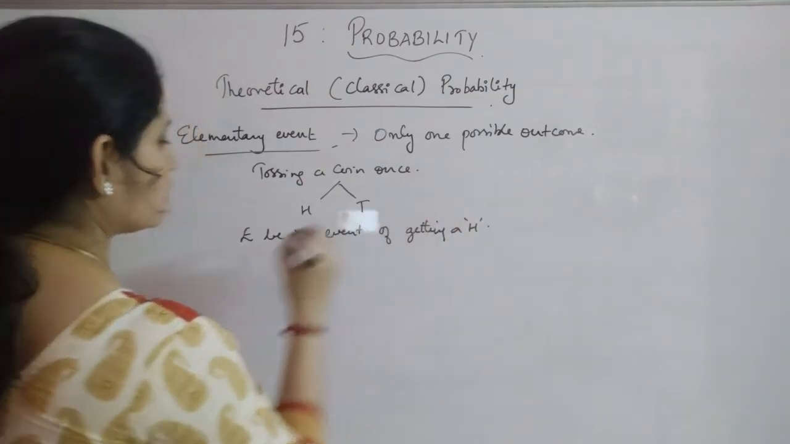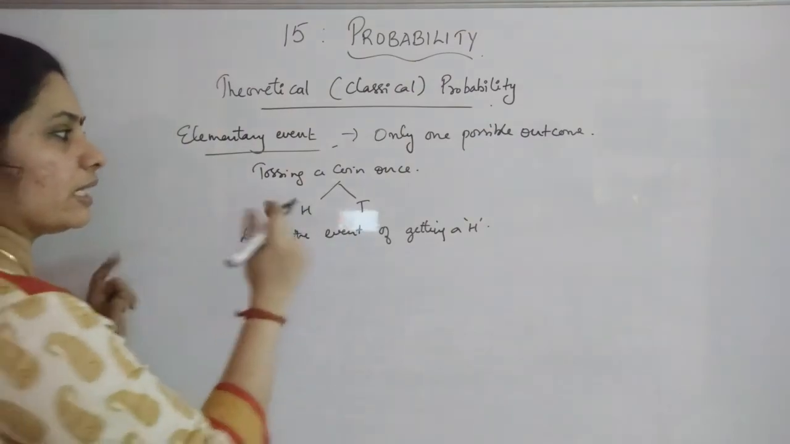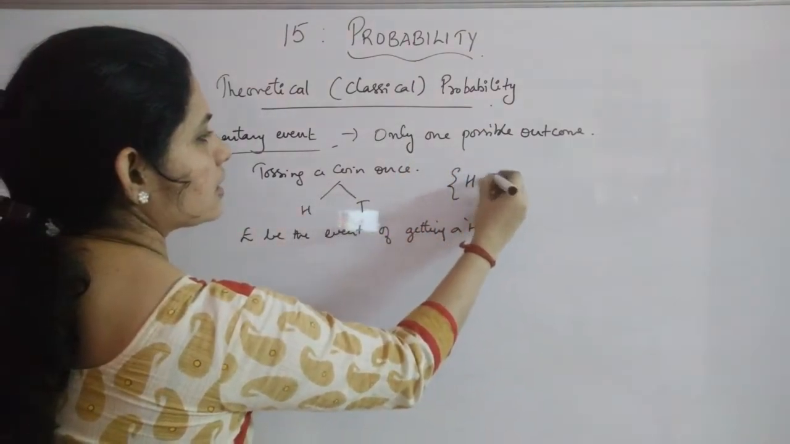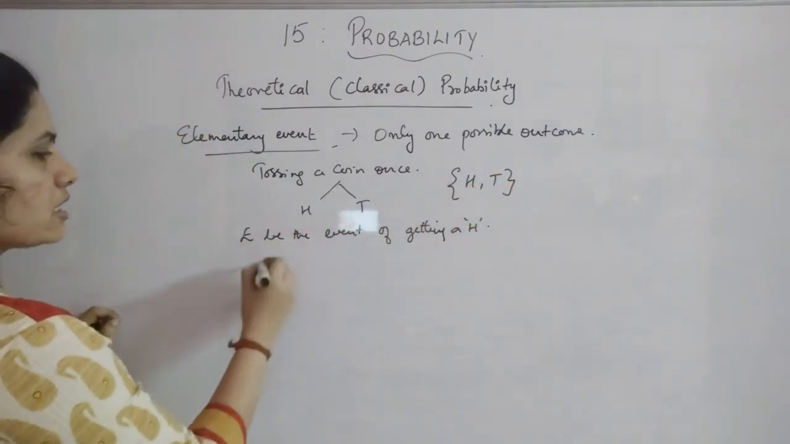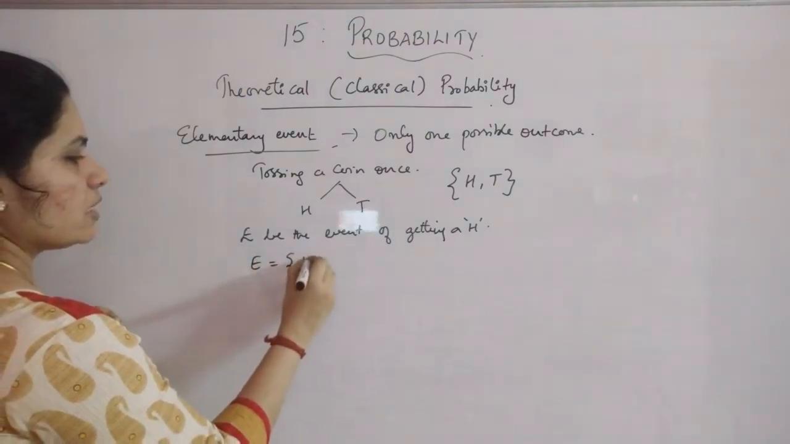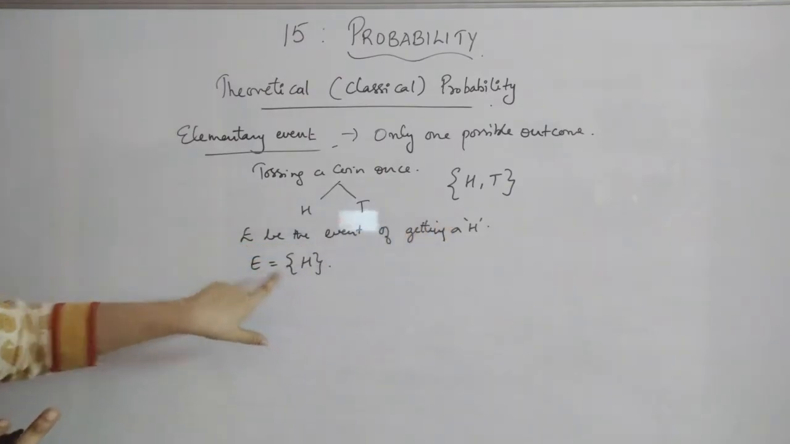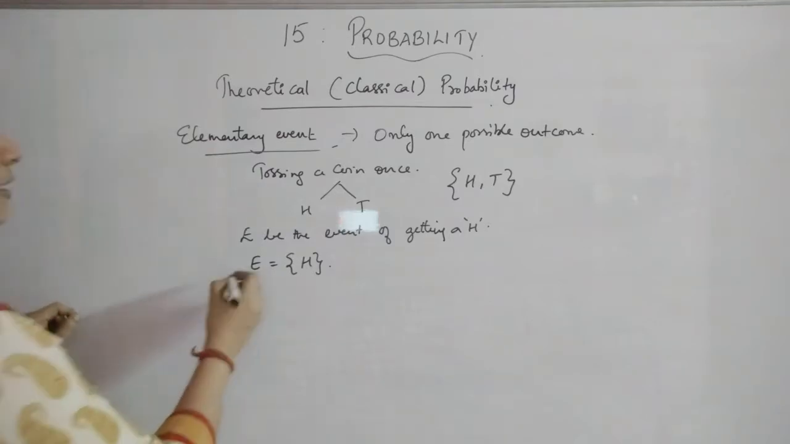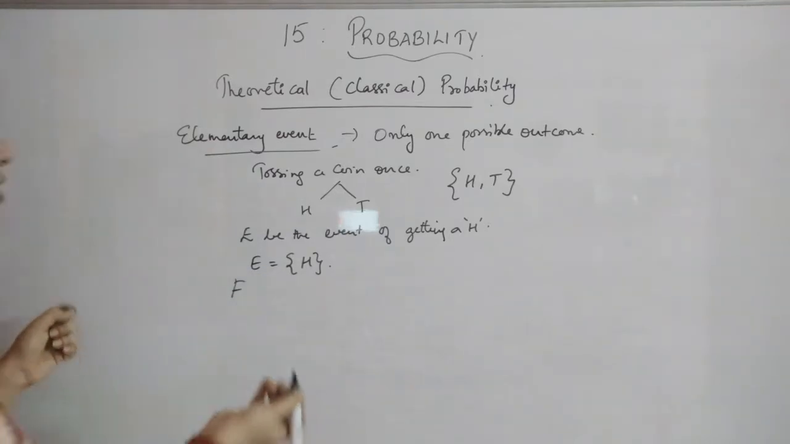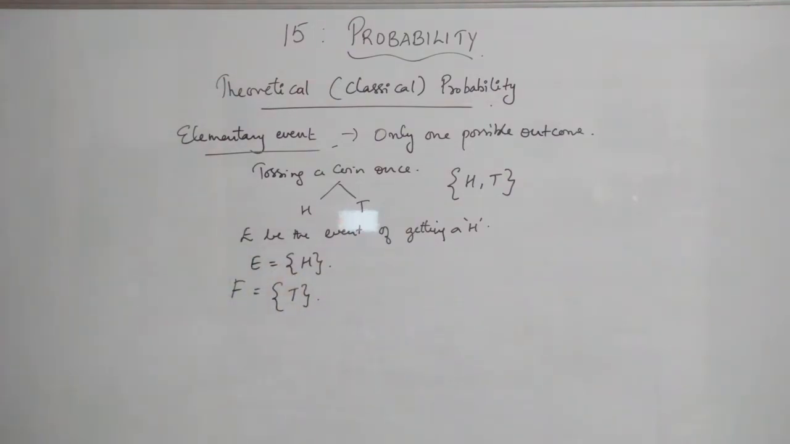So this event is an elementary event because it contains only one outcome, H, because the possible outcomes are actually H and T. The experiment has these 2 outcomes and you are getting only H. So E will be equal to only H, because for the event of getting a head, you have only one thing. So you will say that E is an elementary event. Again, you can take F as another event of getting a tail. Then also you will have F equal to only one element in the set, which is T. So again, F is also an elementary event.